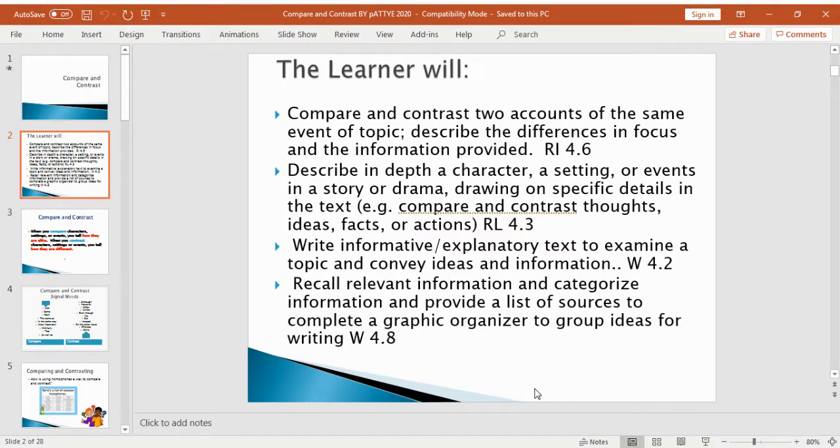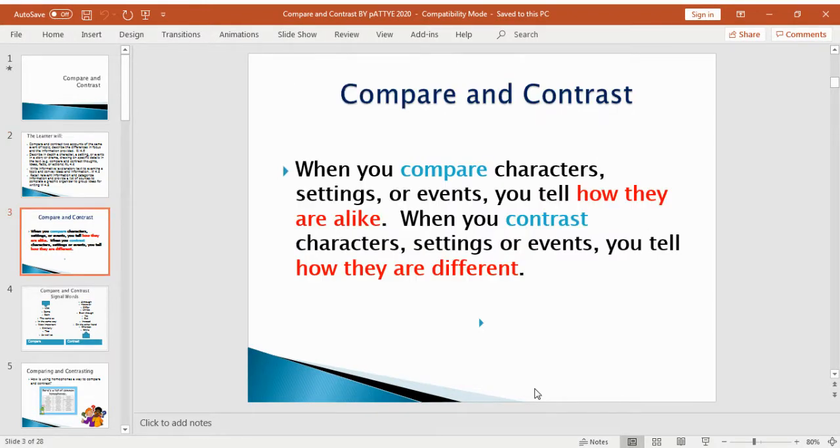When we compare and contrast, we are also going to look at graphic organizers that can help us in writing about comparison and contrasting. What does comparing mean, and what does contrasting mean? When you compare characters, setting, or events, you are telling how they are alike. When you contrast characters, setting, or events, you tell how they are different.